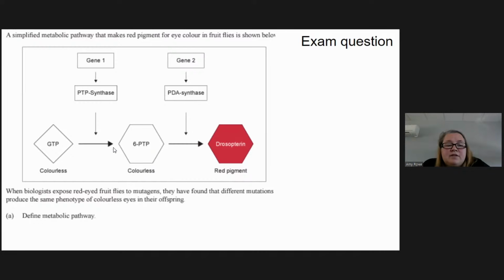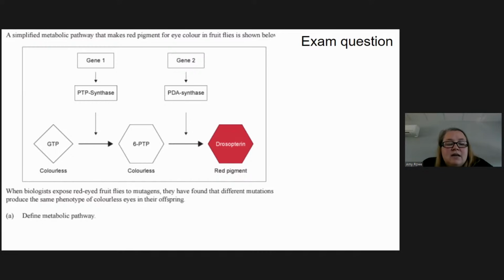6-PTP is our product of this reaction, but it is the substrate of the next reaction. So 6-PTP is the substrate for PDA synthase, and PDA synthase takes 6-PTP and turns it into drosophilin, which is our red pigment. It gives our fruit flies their red eye colour. When biologists expose red-eyed fruit flies to mutagens, they found that different mutations produce the same phenotype of colourless eyes in their offspring. Okay, and then we have our questions.